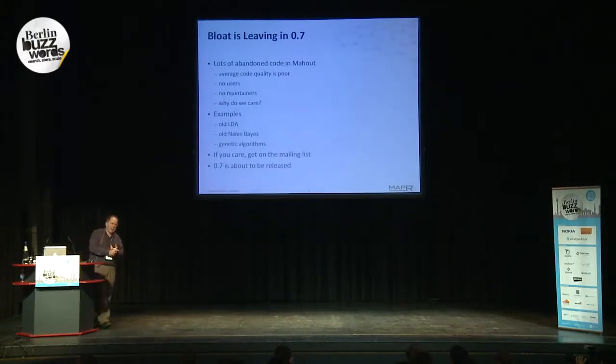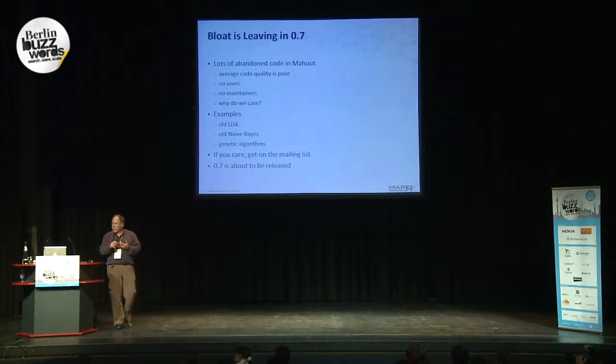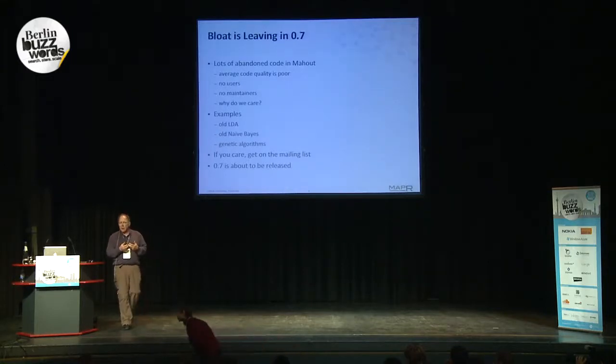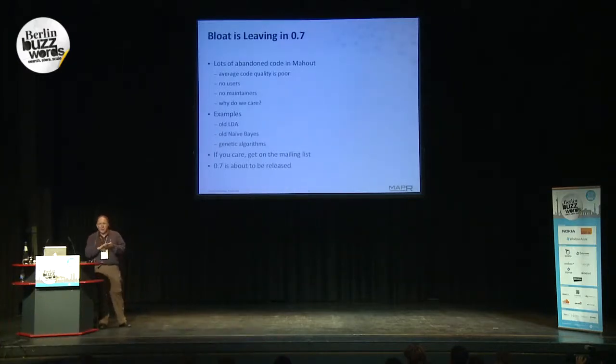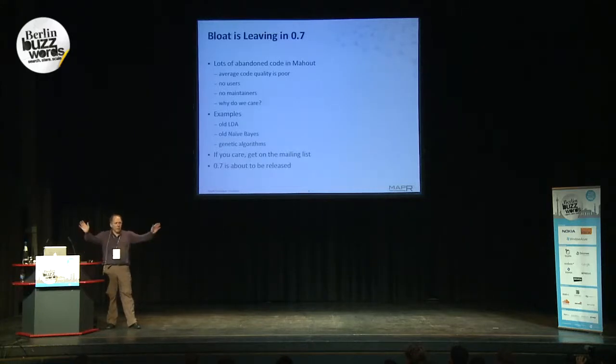So the old LDA has been replaced by a version that works correctly and faster, both features that the old version did not have. The old naive Bayes has been replaced by a version that works correctly and faster, both features that the old version didn't entirely have. The genetic algorithm stuff, the watchmaker stuff, has been removed because, again, the old version, well, it didn't work poorly, it's just nobody used it. And so who could say if it worked poorly or not? So we're removing those, just boop, gone.